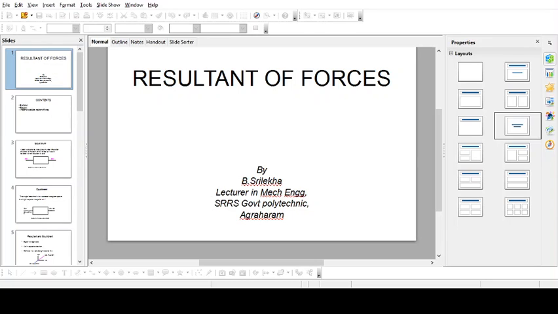Next, equilibriant. The equilibriant is nothing but the single force which will bring the entire system into an equilibrium condition. You can see in this diagram two loads are acting, one is 30 newtons and the other is 50 newtons. Say only these two loads are acting. Then what happens? This body will be moving towards the right side.